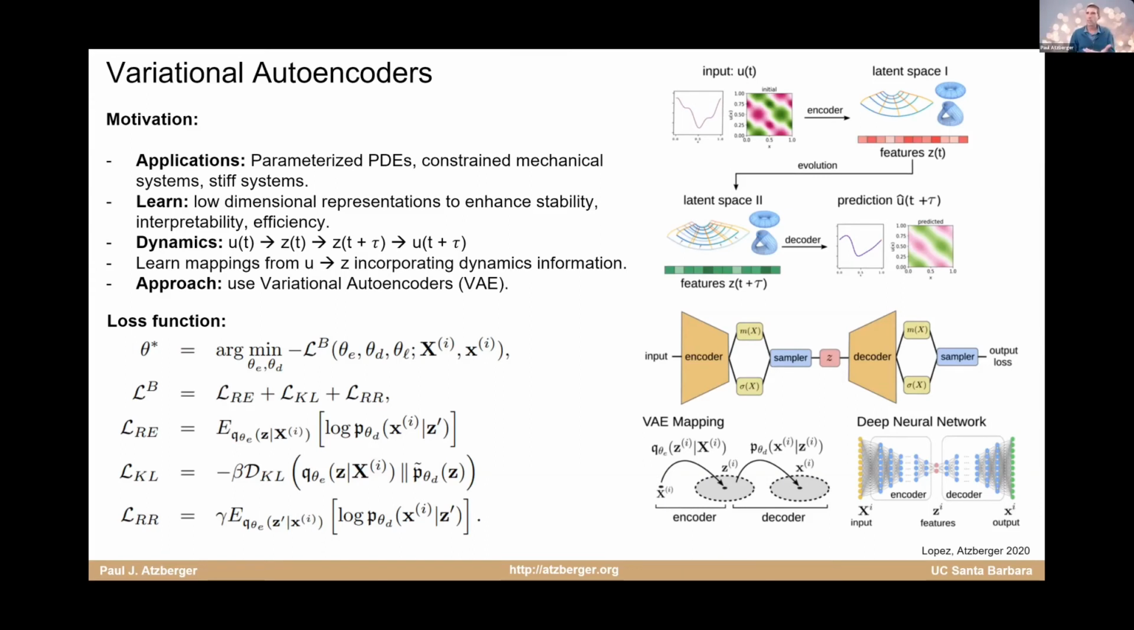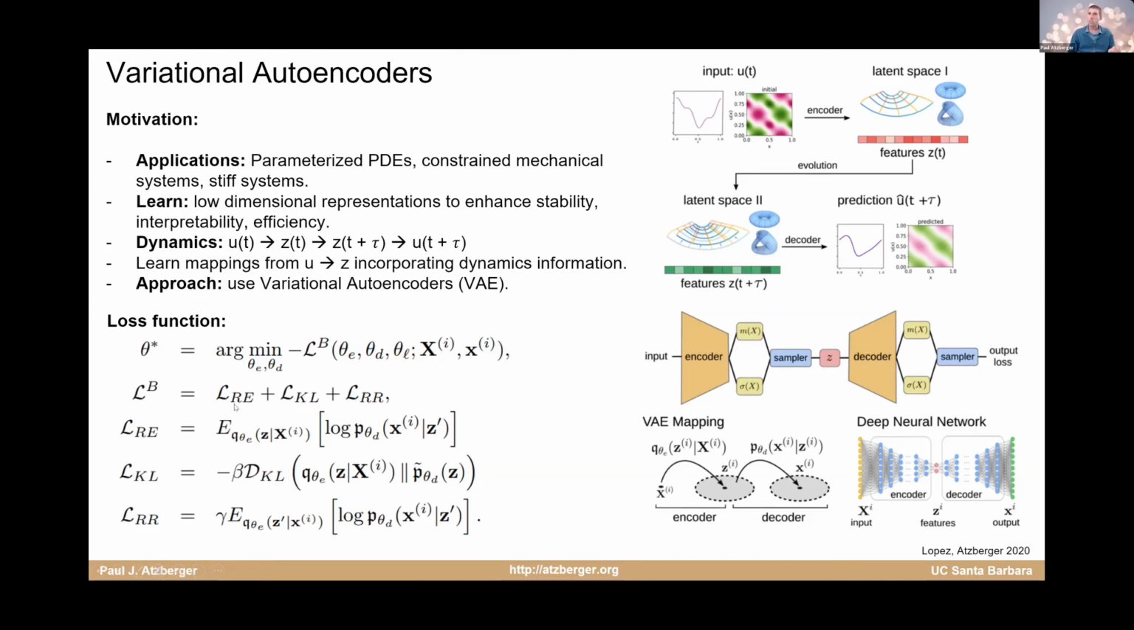Now, that's of course not a very tractable problem, so we're going to approximate that variationally by what's known as the ELBO. And so the idea is basically we're going to learn the encoder, decoder, and potentially even the dynamical map on the latent space by minimizing this energy that I'm showing here, the loss function. And this loss function has three components.